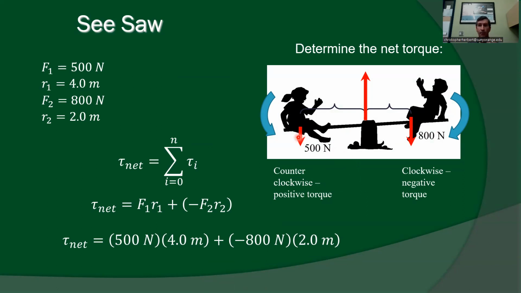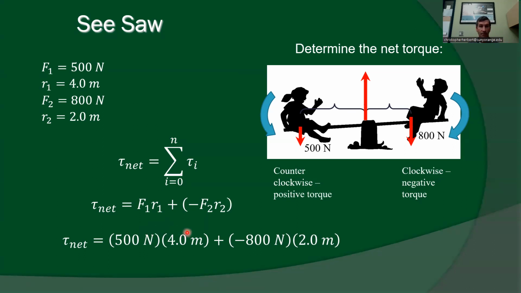I have to calculate the torque due to each child. Let's say that this child right here is some distance 4 meters from the fulcrum. This child right here is 2 meters from the fulcrum. I know it doesn't look like that in this diagram right here. But if I calculate the net torque, I can say, okay, well, this child creates a clockwise torque that's going to be negative. This child creates a counterclockwise torque that's going to be positive. So F1R1 plus negative F2R2, negative torque, is going to be equal to the net torque on the entire system.